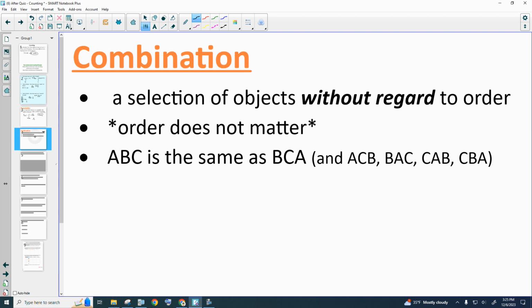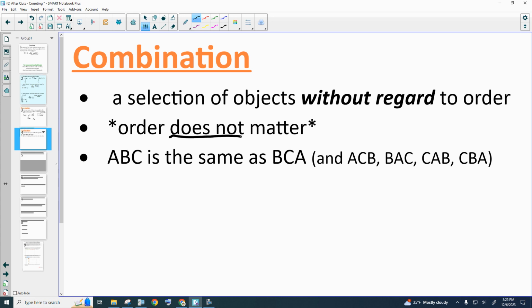The other thing is when order doesn't matter. So there's a significantly smaller number of options if order doesn't matter. So if it is a selection of objects without replacement, without regard to order, order does not matter. Big note there, order does not matter. You just want to know how many combinations. It doesn't matter what the order is. So ABC is the same as BCA and all those other ones. So there's only 1 instead of 6 different options there.